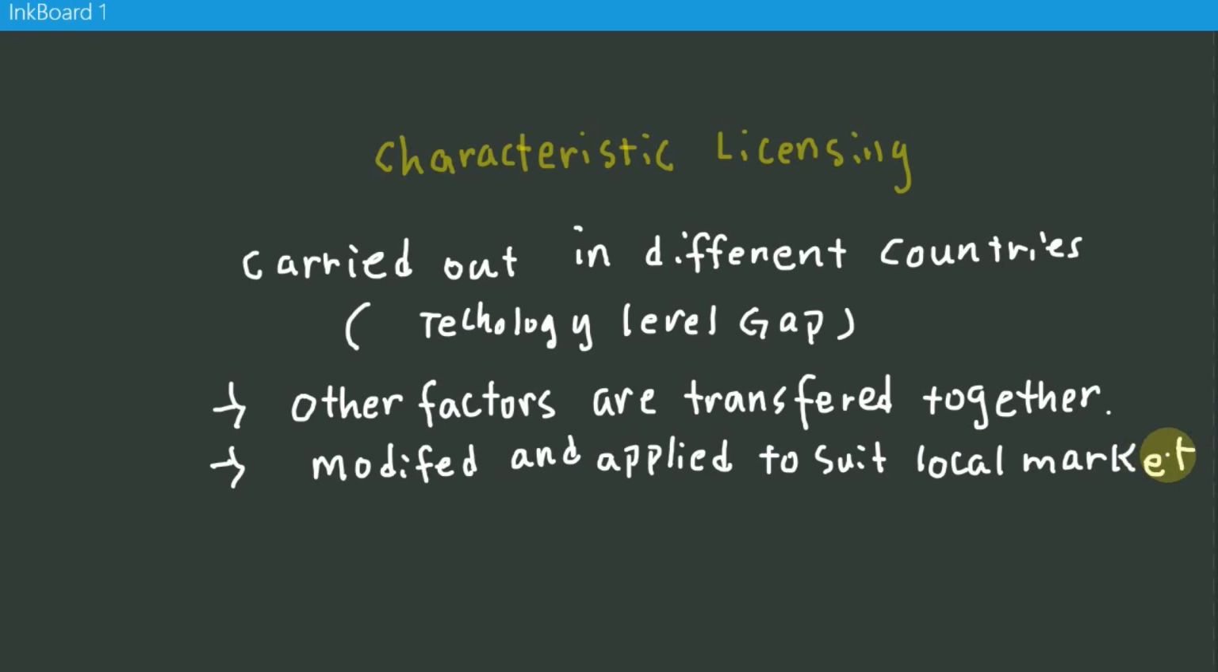Okay, understand this one? Because of the different levels of technology gap, and the different technology, social, cultural, political, and many other factors and environments, the technology transfer should be modified or applied to suit the local market. Okay, this is important.